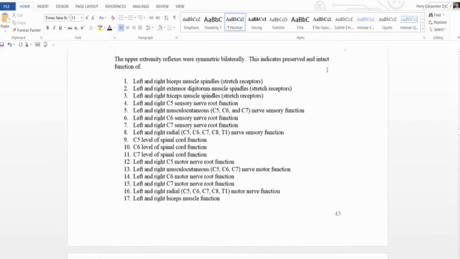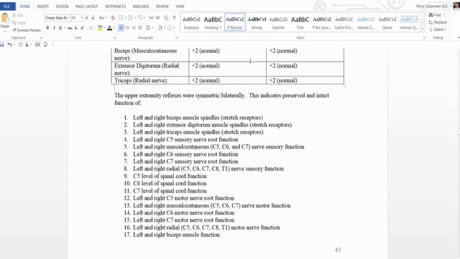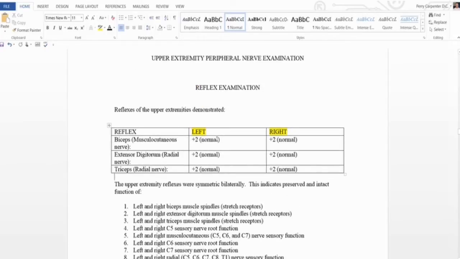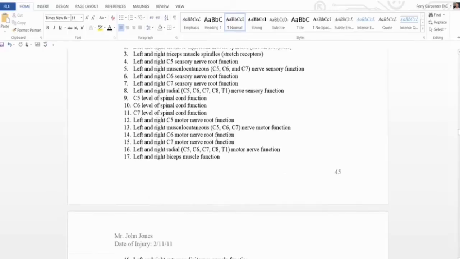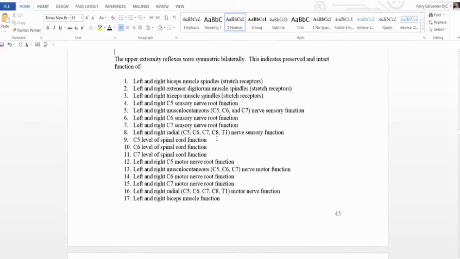Now, I want to go over something with you, and this will be a review of neurology for many doctors. For others of you, this will be common knowledge. But I just want to remind all of us and get on the same page as to what it actually means when reflexes are normal, when reflexes measure in at what we refer to as plus two normal. What does that indicate? Well, if you remember back to Neurophysiology 101, you remember the reflex loop.